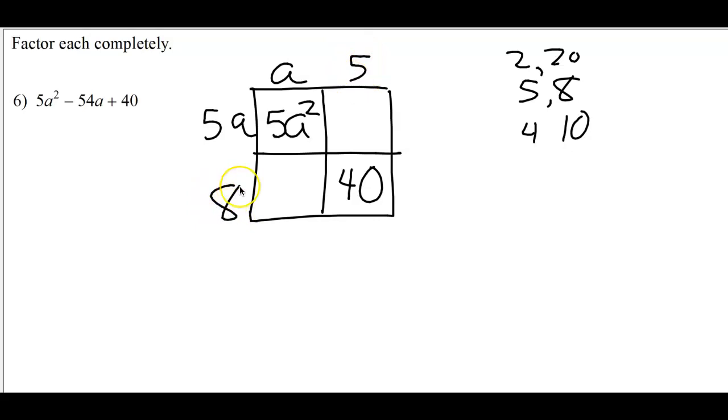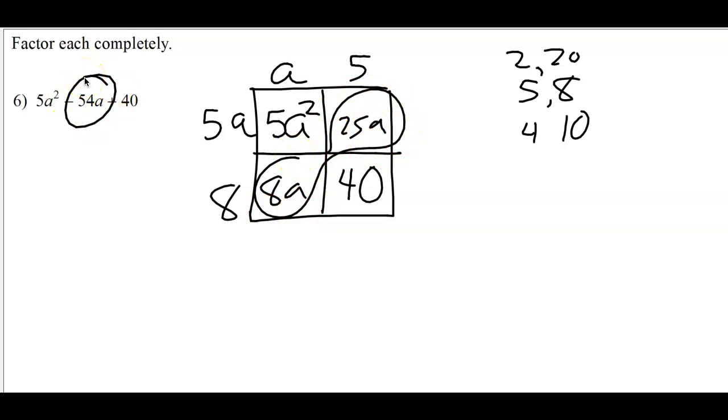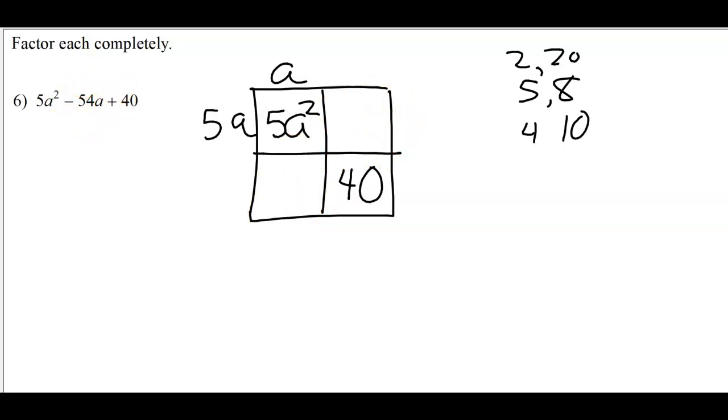5 and 8. 5 times 5 is 25a. 8 times a is 8a. Do these add up to make negative 54? No, they don't. So that's not going to work.